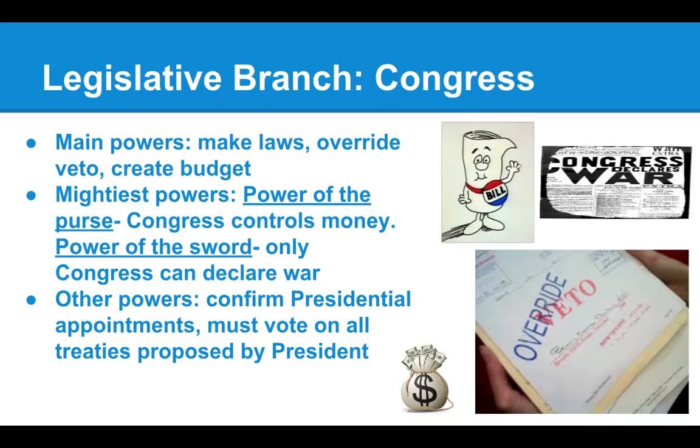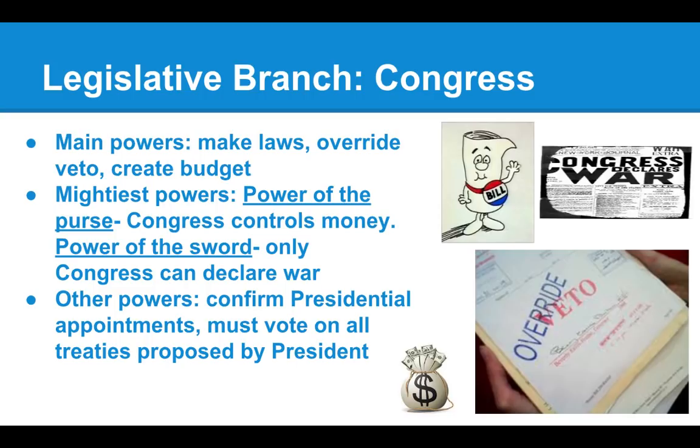And they also have the power of the sword, meaning only Congress can declare war, right? We've had presidents in the past who have made statements, like to the public, that we needed to declare war, but only Congress can officially declare war. That's not a power of the president. This is the legislative branch.